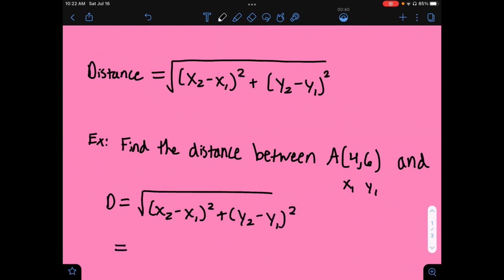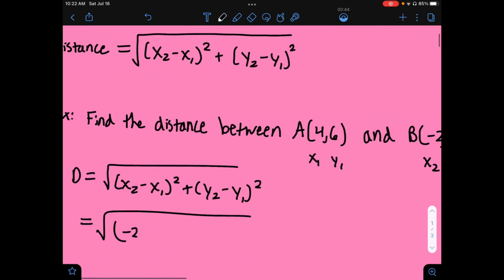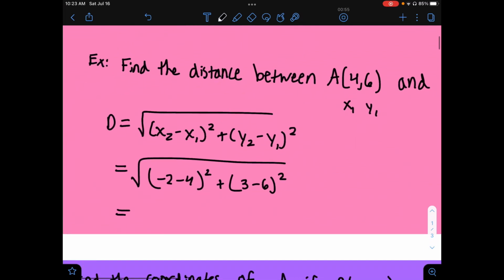So here's our equation, and now we're just going to plug in our points. We have the square root. Our x2 is negative 2, our x1 is 4, so minus 4 squared, plus our y2 is 3 and our y1 is 6, so minus 6 squared. And now we're going to simplify. So we have negative 2 minus 4, which is negative 6, and then 3 minus 6 is negative 3.